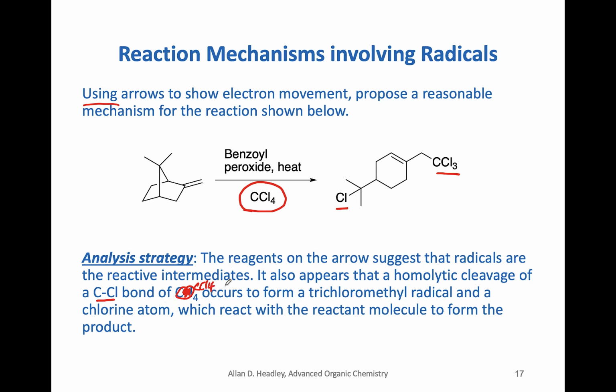Breakage of this bond forms a trichloromethyl radical and a chlorine atom. So we know that's possible. We know that has to form in order to get this as the product. So now all we have to do is put all of this together and see if we can communicate that, using arrows and intermediates, to show how this reactant is transformed into that product.